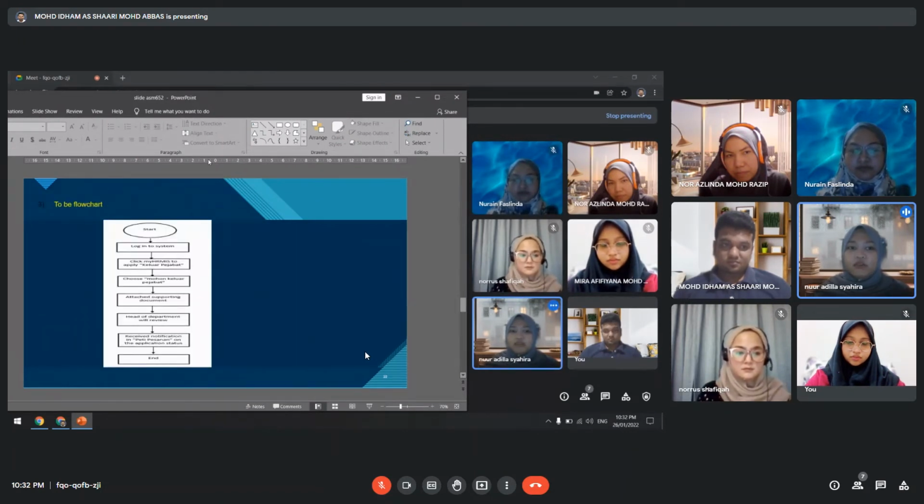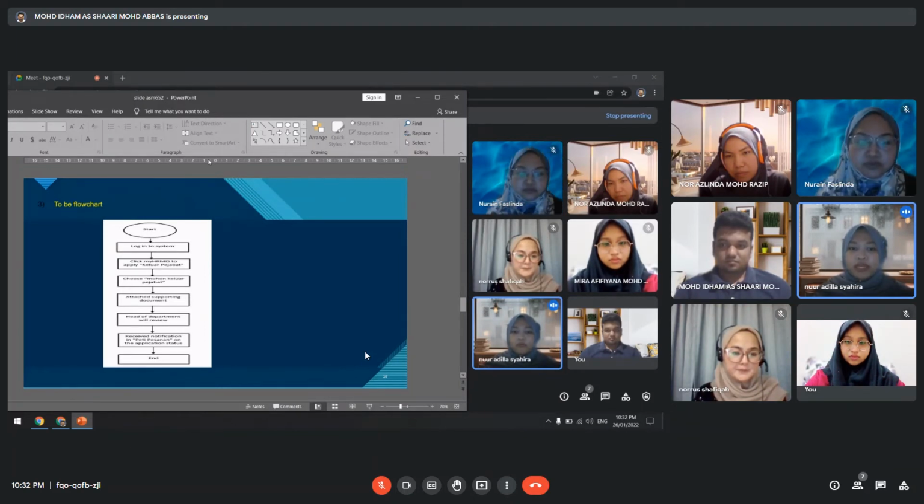This is the flowchart of the application. First, we start and log into the system. Click My Hermes to apply keluar pejabat. Choose Mohon keluar pejabat. Attach the supporting document for your application, and then the head of department will review the application and receive a notification in peti pesanan on the application status. Then the process ends.